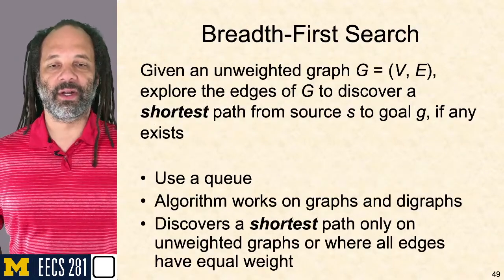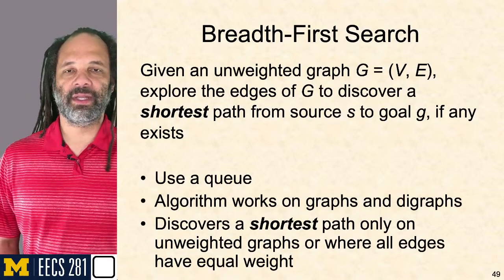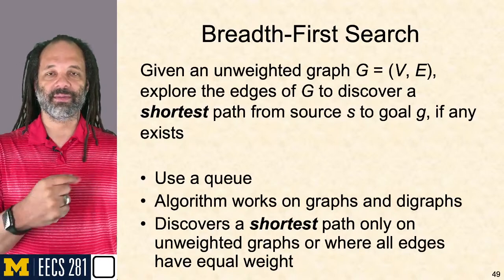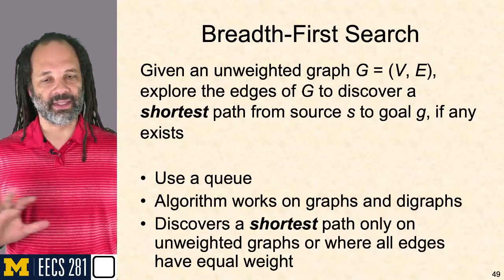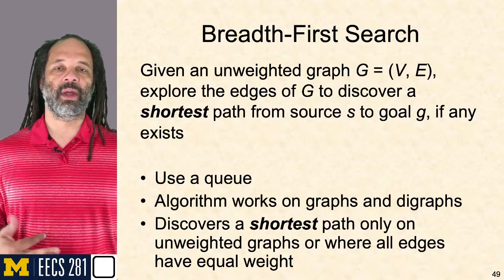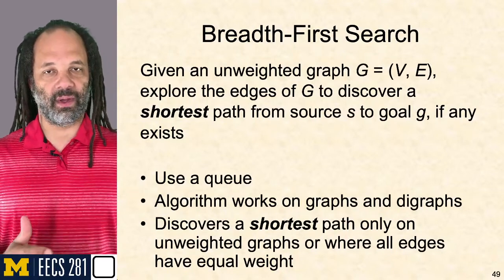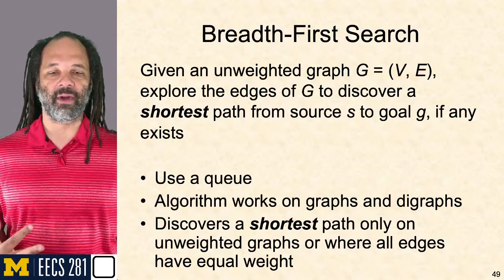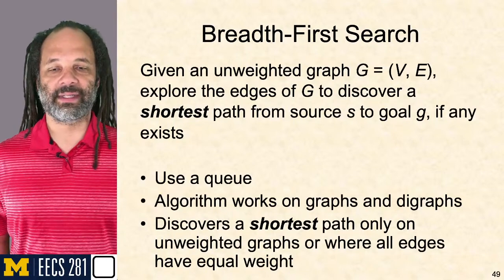How about breadth first search? Very similar to the depth first search. The only thing that changes, queue, not stack. We're going to do the same thing. It will discover a shortest path for me if I'm talking about total number of trips though, right? So it says here, discover the shortest path only on unweighted graphs or where all edges have the same weight.